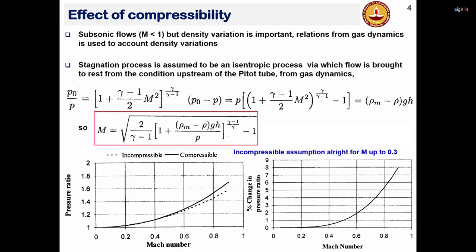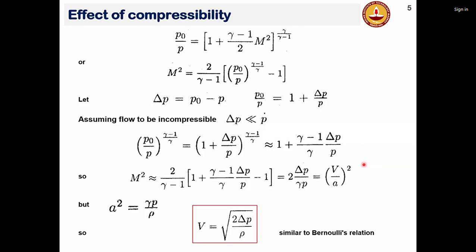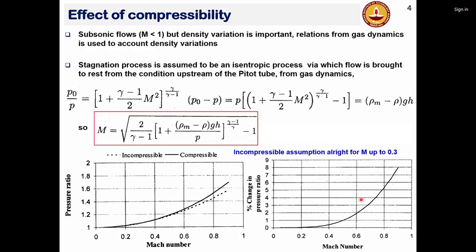Now, starting with this expression for the pressure ratio, P naught by P equal to (1 plus (gamma minus 1) by 2 into M square) raised to gamma over gamma minus 1, this compressible relation, we can show that in situations where P naught minus P is very negligible, this equation really reduces to the famous Bernoulli equation, which is applicable to only incompressible flows.